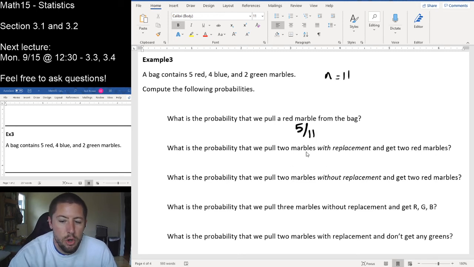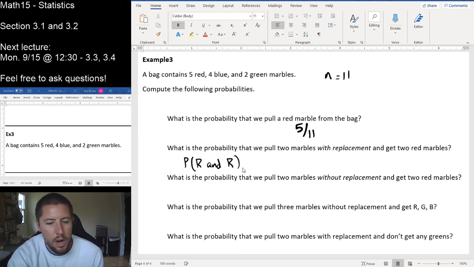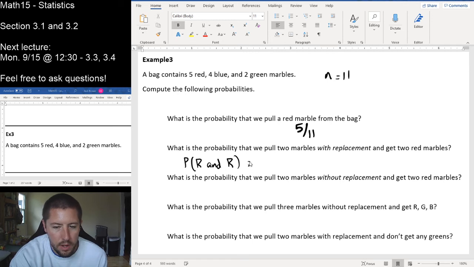What is the probability that we pull 2 marbles with replacement and get 2 red marbles? Well, what this means to me is that we need the probability of a red and a red. We are making 2 different pulls, and we want to know their probabilities. When I make my very first pull out of the bag, and I'm going to pull my first red marble, as we just saw, it's going to be a 5 out of 11 probability. But now, with replacement, I'm going to throw that marble back into the bag, and I'm going to pull a second marble.